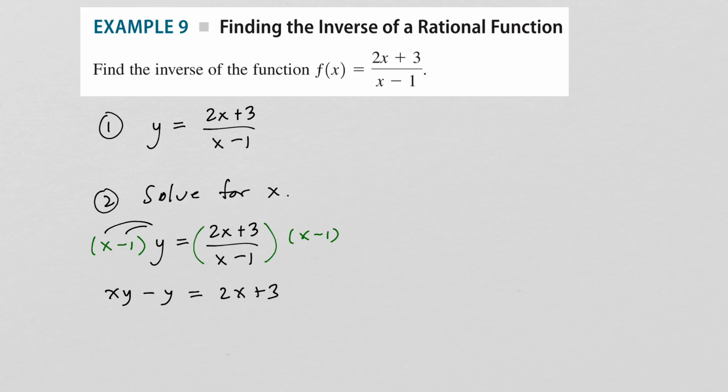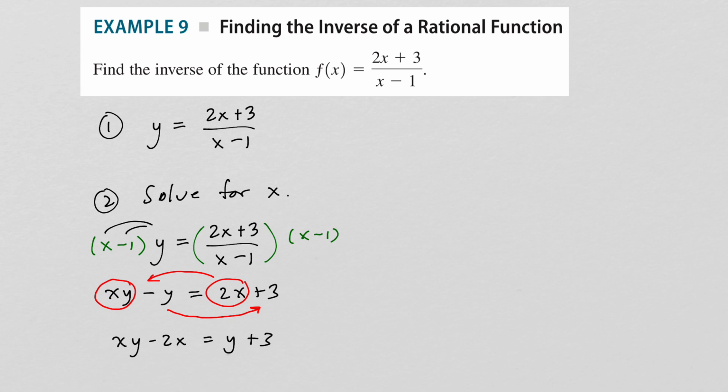Now, to solve for x, I need all the terms with the x's. So this term here and this term here. I need those on the same side of the equation. So I'm going to subtract 2x over here. And I'm going to add y over there. So that's going to give us xy minus 2x is equal to y plus 3.